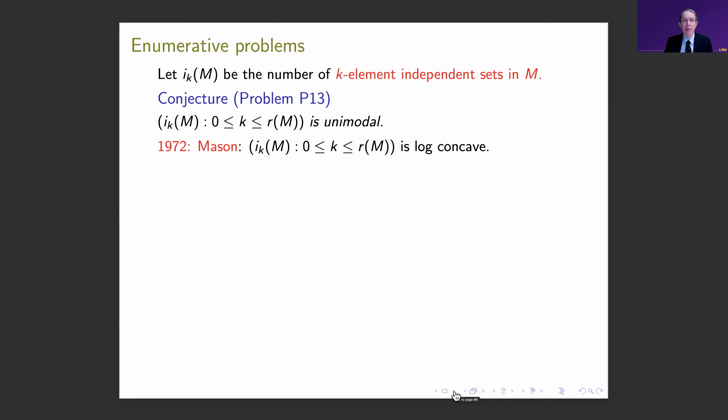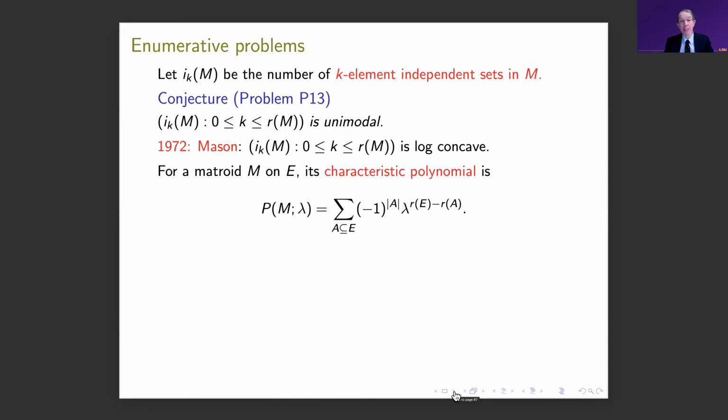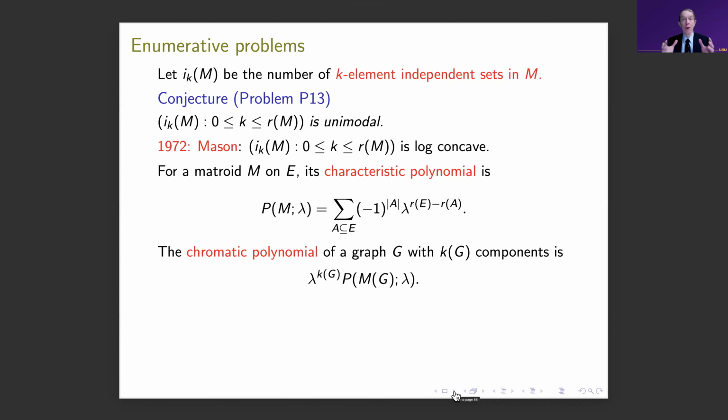Now I'm going to take what appears to be a diversion that has nothing to do with this. I'm going to start talking about the characteristic polynomial of a matroid. Some of you will recognize this as an evaluation of the Tutte polynomial of the matroid. It's actually a generalization also of the chromatic polynomial of a graph. So if you have the characteristic polynomial of a matroid, Dominic would have called it the chromatic polynomial of the matroid. And you multiply that by lambda to the number of connected components, then you get the chromatic polynomial of the graph.